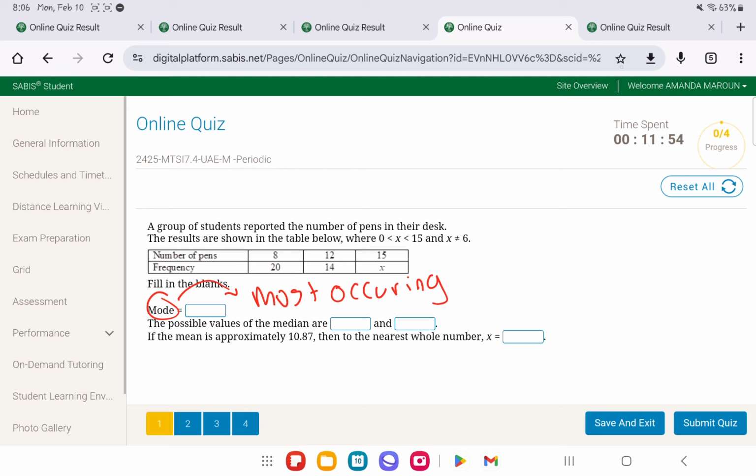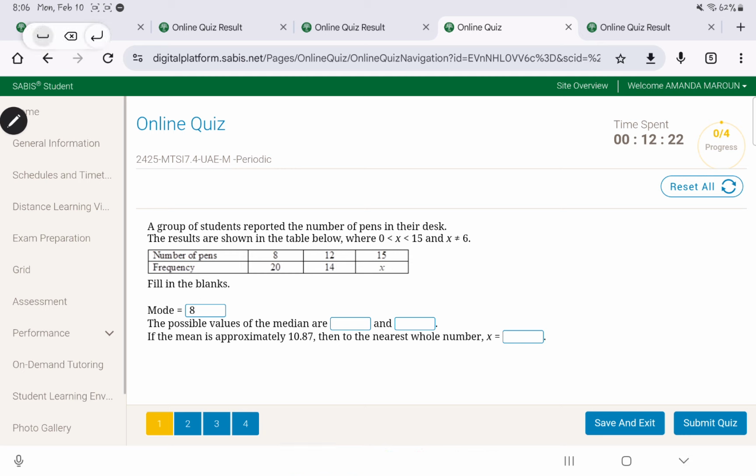Now, to find our mode, of course, we have to check the frequency. This is 20, this is 14, and this is between 0 and 15. Now take the biggest possible frequency, which is 15. It is definitely less than 20. That means 20 is the winner in this case. It is the mode. But we will not put 20 as our answer because this is our frequency. Instead, we will put the corresponding number of pens, which is 8.